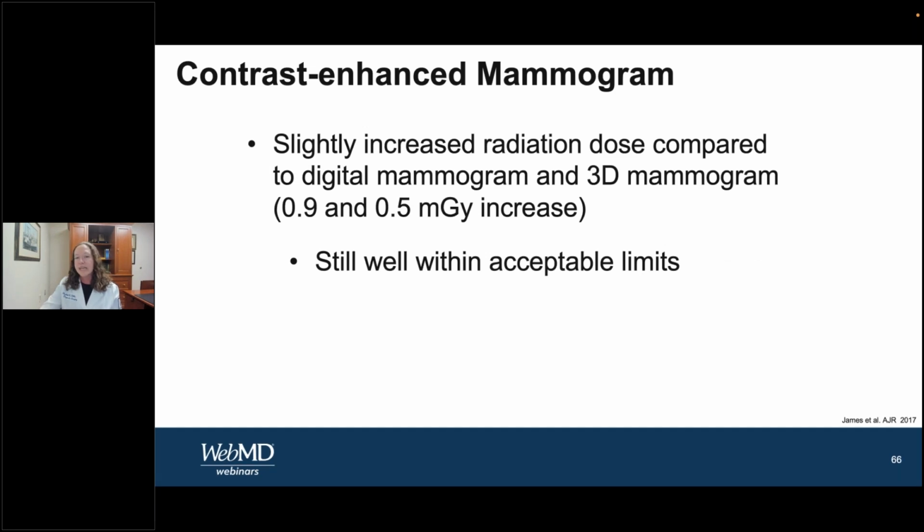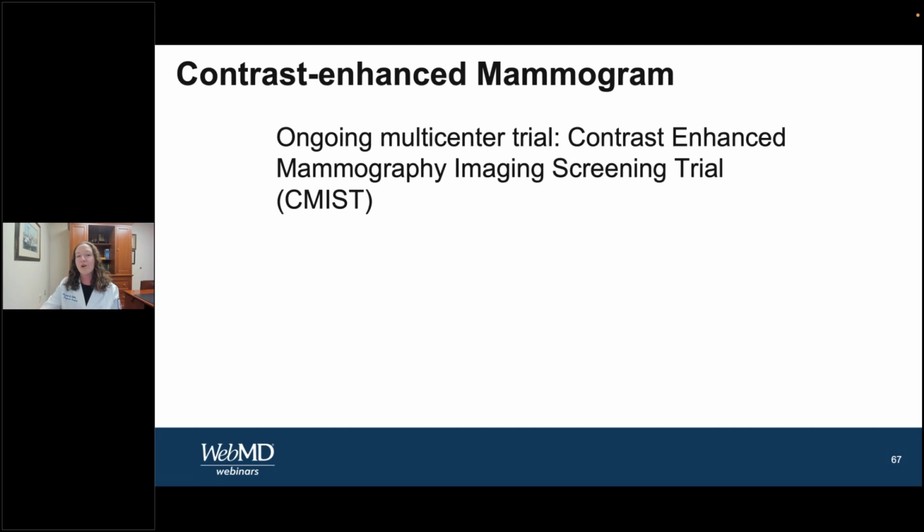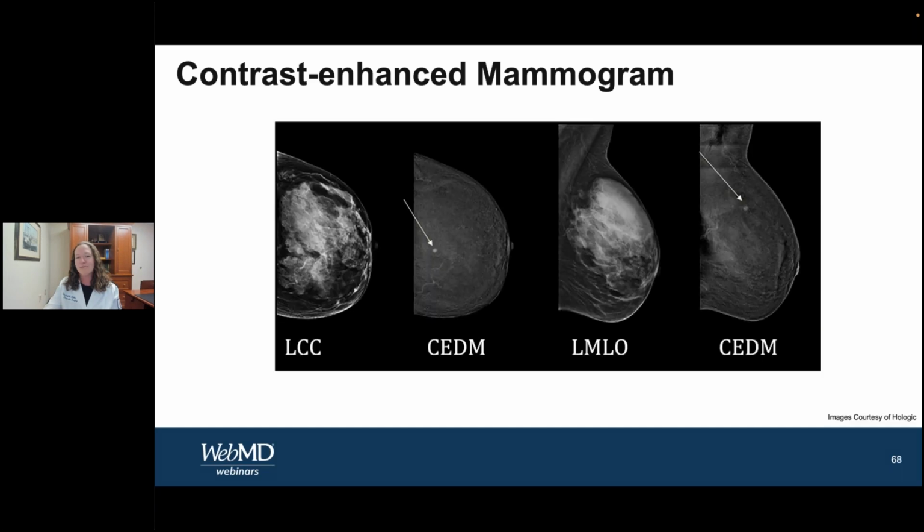It does have a slightly increased radiation dose compared to regular 2D or 3D mammograms, but this is still well within acceptable limits. And there's also an ongoing multi-center trial on contrast-enhanced mammography looking at women who have dense breast tissue and are opting for supplemental screening. And this trial is called the CMIS trial, and it is currently recruiting patients if anybody is interested.